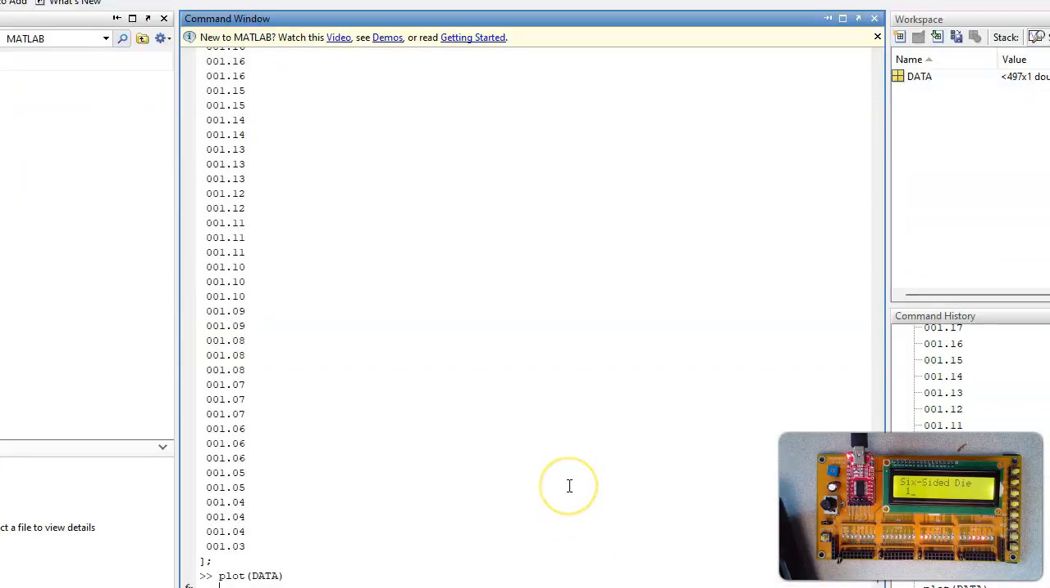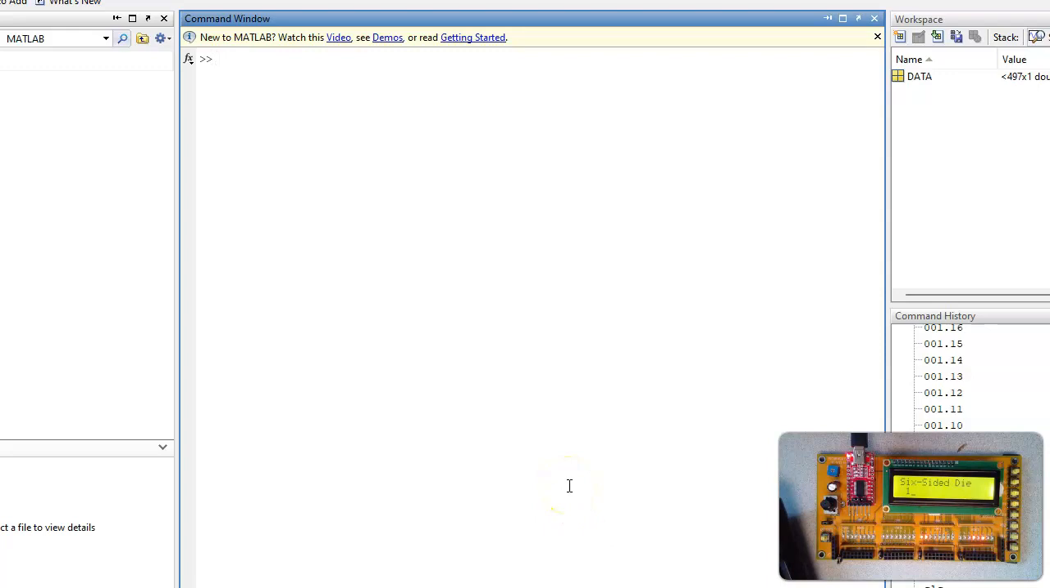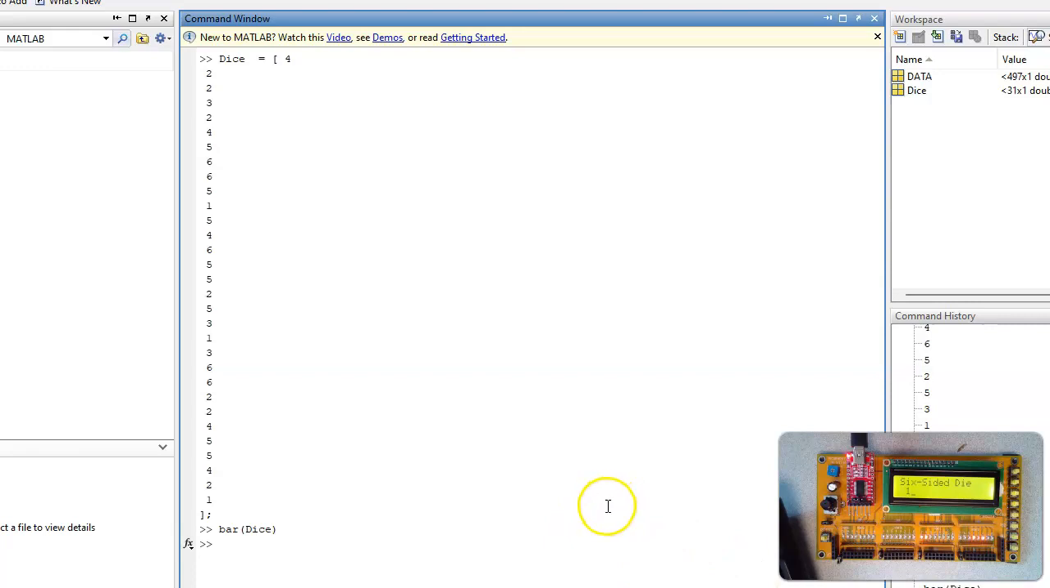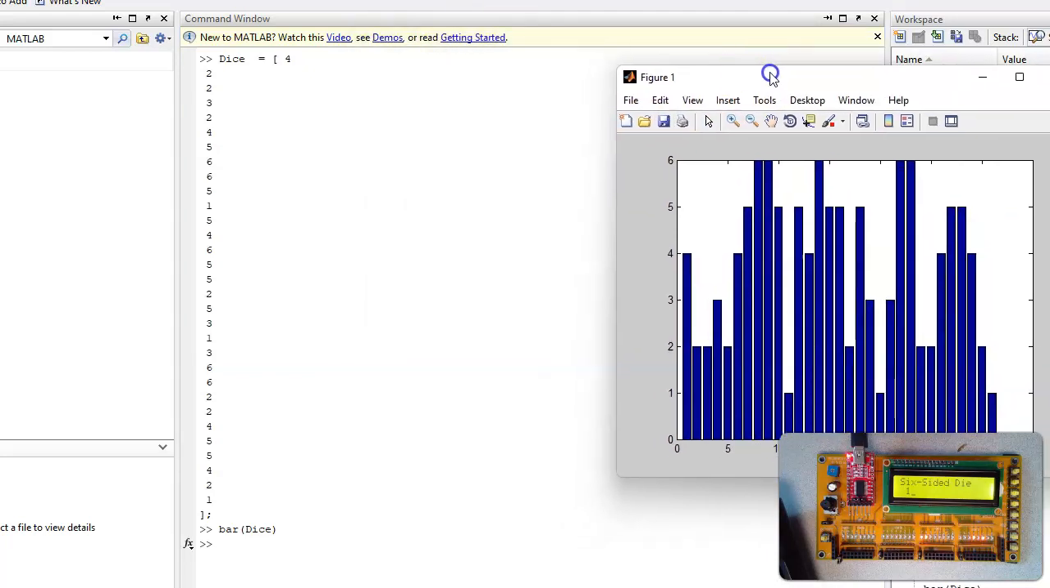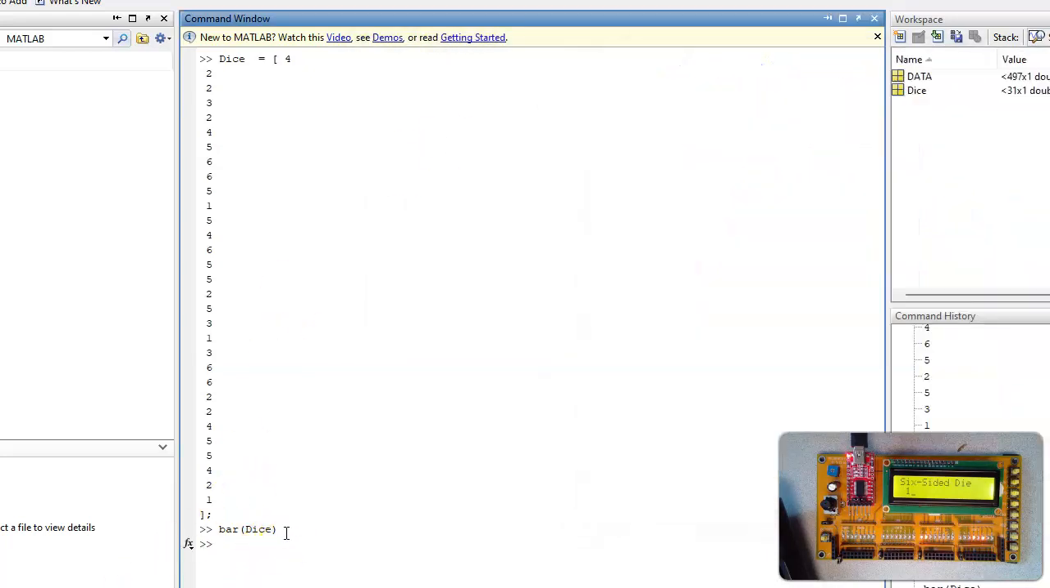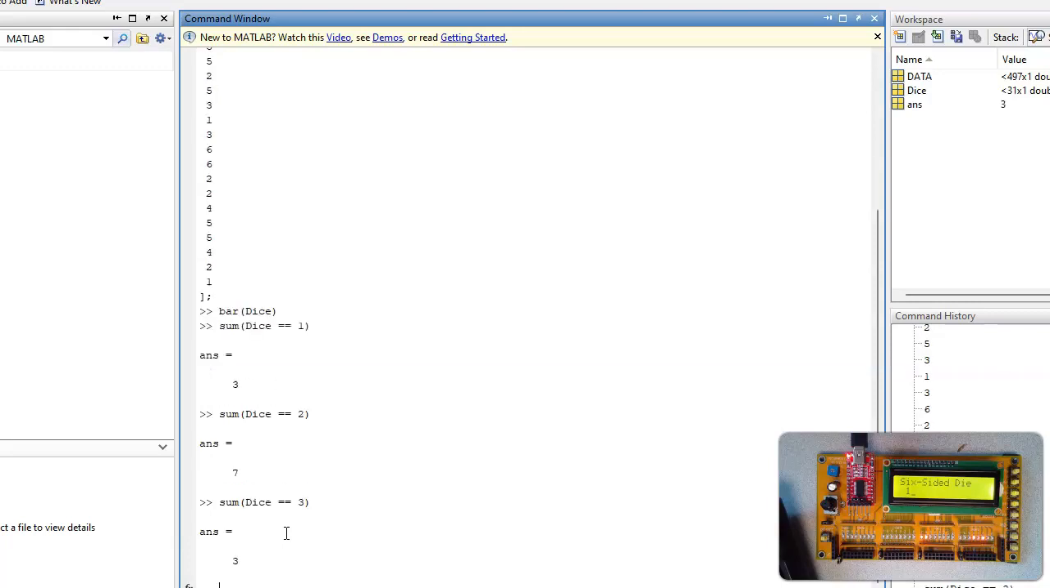And then in MATLAB, say dice equals, start a matrix, paste, end a matrix. And these are my die rolls. I can then find out how many times I rolled a 1. Sum of dice equals 1. I rolled 3 1s, 7 2s, 3 3s, and so on.